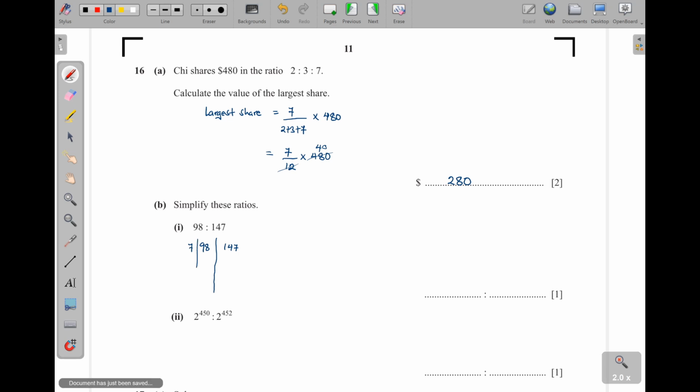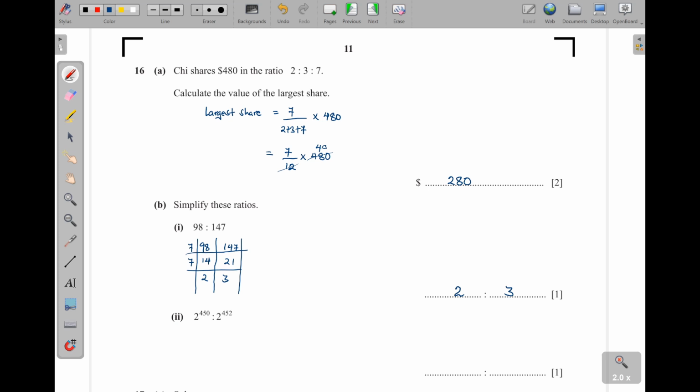divide by 7. When I divide by 7, this one gives us 14. Okay, 14. And then this one gives us 21. Still, we can divide by 7. Then this one gives us 2. This one is 3. So this is the simplest. Okay, so that means we shall have 2 to 3.